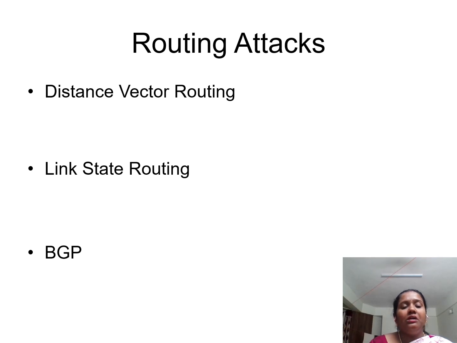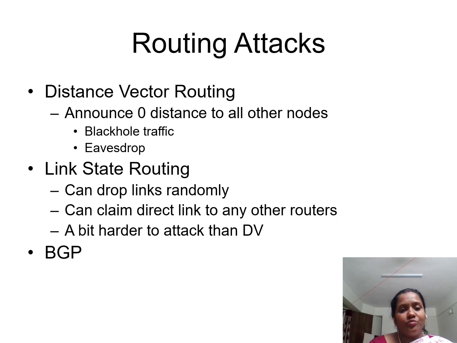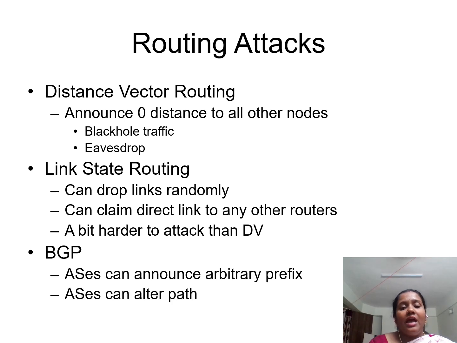And when we go to routing attacks, we have three types: distance vector routing, link state routing, and BGP routing, that is Border Gateway Protocol routing. Distance vector routing announces zero distance to all nodes, black hole traffic, eavesdrops, etc. Link state routing can drop a link randomly, can claim directly to other routers, and can be harder to attack than distance vector. BGP announces arbitrary prefixes, and attackers can alter the path.